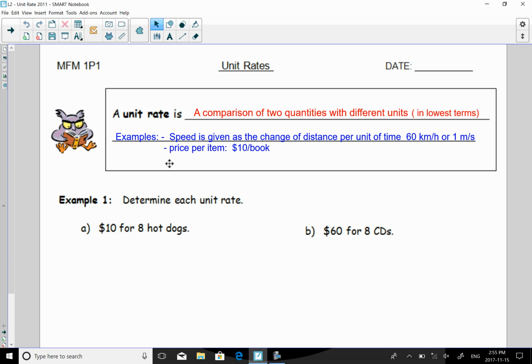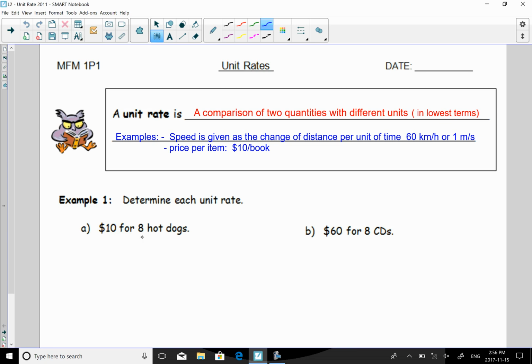So another example is a price per item. For example, $10 per book. So you're finding out the price of one book. So determining unit rates is pretty straightforward. So here I have, in example 1, determine each unit rate.